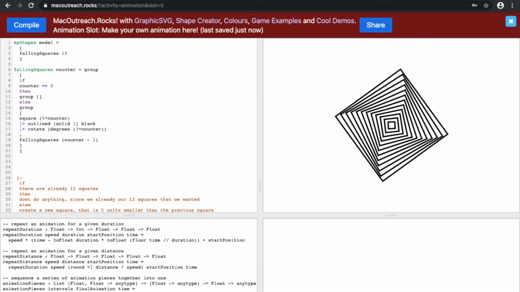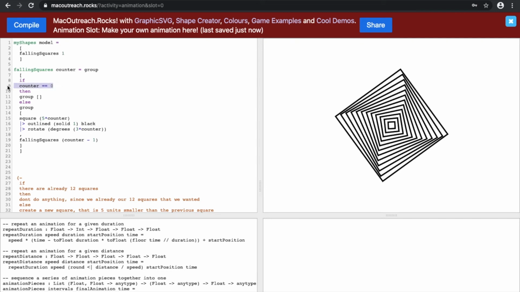Suppose for a moment that I change this initial input 12 to an input of 1. What happens then? Well, counter would initially equal 1. So then this part of the if statement gets run. Does 1 equal 0? Of course not. So then once again we go to the else part of the statement. A square of size 5 times 1 gets created, an outline is given to it, and we rotate it by degrees 3 times 1. Then fallingSquares gets called again, but this time with the input 1 minus 1, aka the input 0, which means that the new counter in the next step is 0.